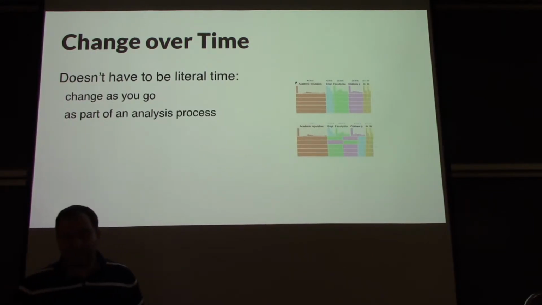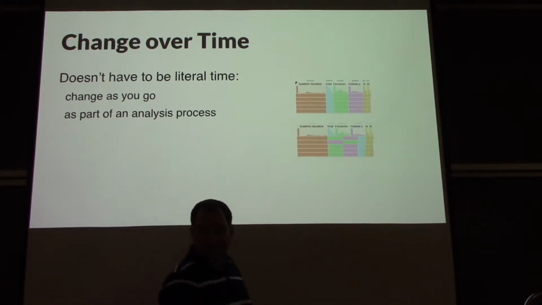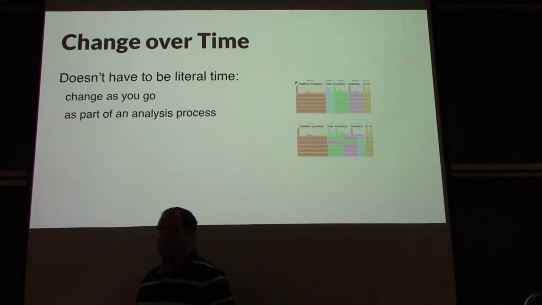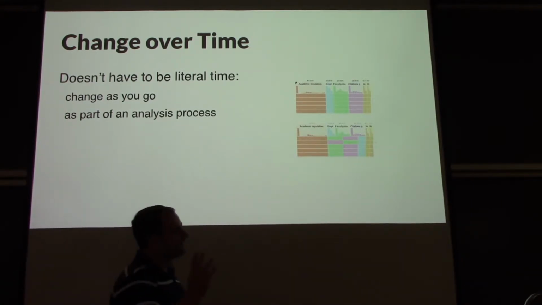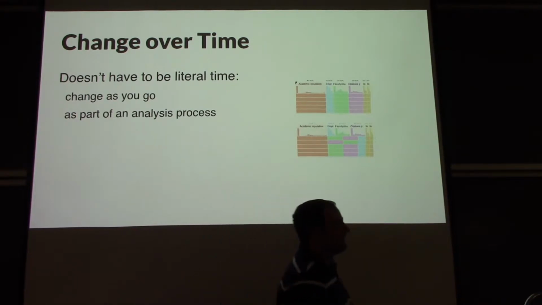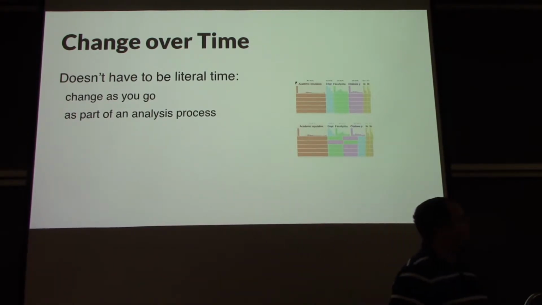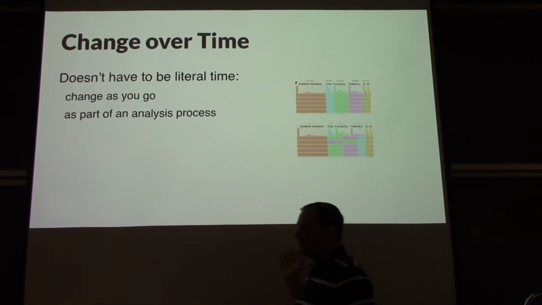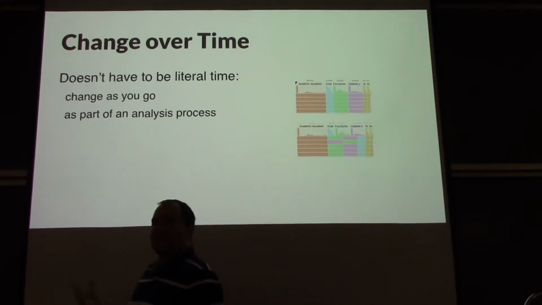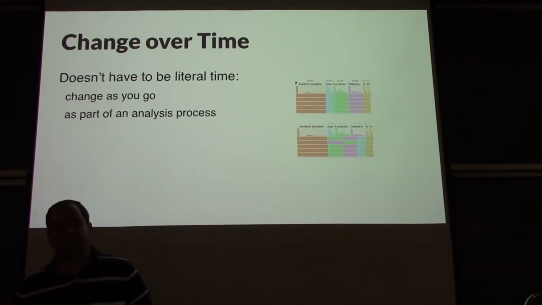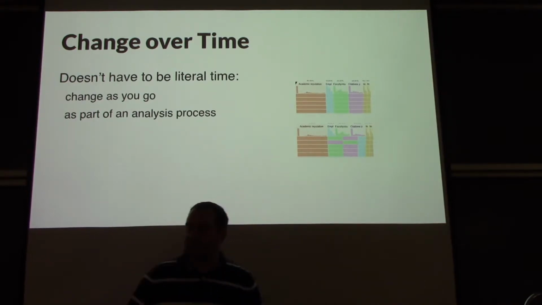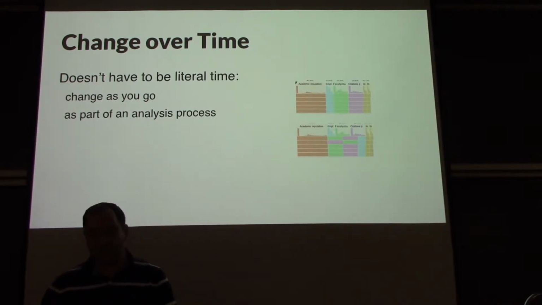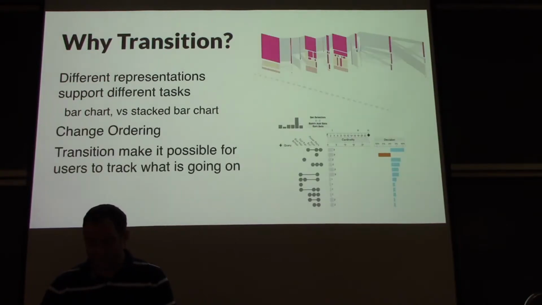Change over time doesn't have to be literal time. It can also be change as you go as part of the analysis process. So for example, this is a technique that I'll be talking more about when we talk about tabular data visualization. Here I'm changing weights, or by simply changing a parameter in the GDP visualization that I showed earlier, I make changes over time as part of the analysis process.